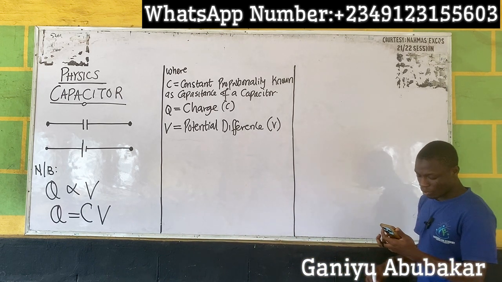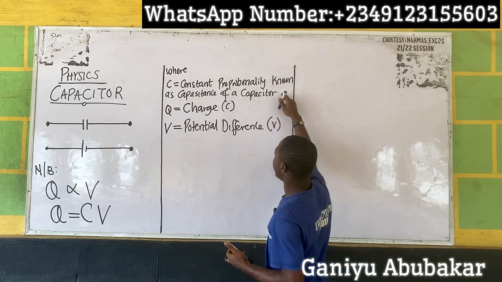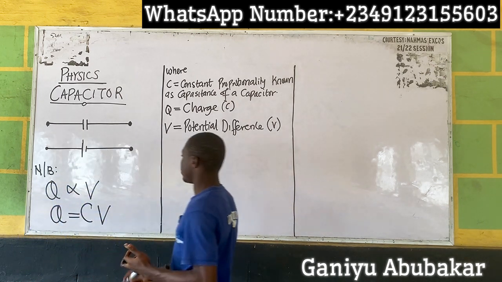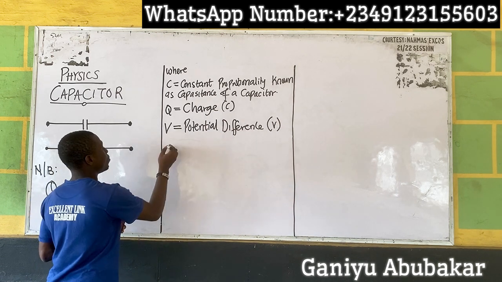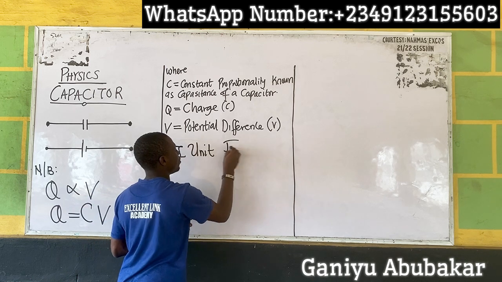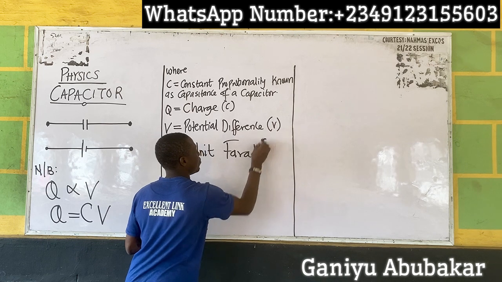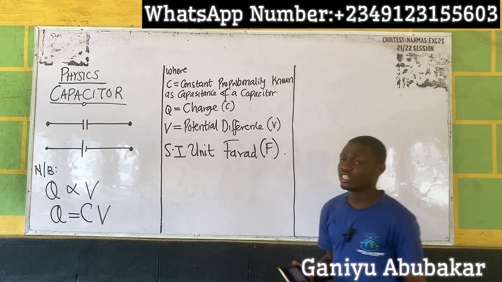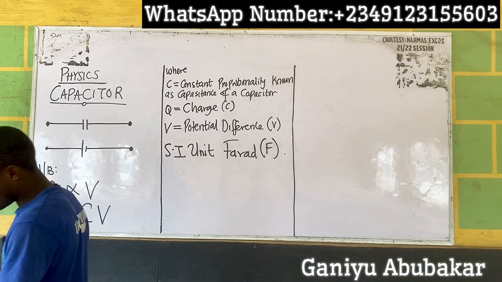So we have C, that's capacitance, in farad. It's important to know that the unit of capacitance is the farad. So capacitance is measured in farads. The SI unit for capacitance is the farad, F in brackets. F is simply the symbolic representation of the unit as shown on the board.